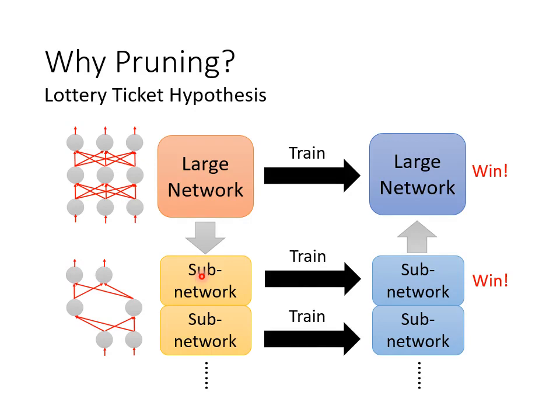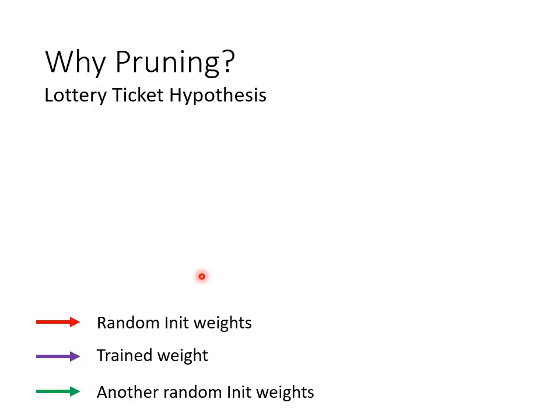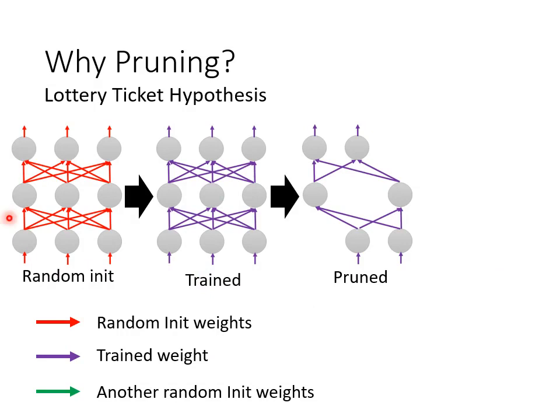How is the lottery ticket hypothesis confirmed experimentally? The way it is confirmed is highly related to network pruning. Let's take a look at how it's confirmed experimentally. Okay, suppose we have a big network. In the beginning, the parameters of this big network are randomly initialized. After initializing the parameters randomly, we get a set of trained parameters, which we will represent with purple color.